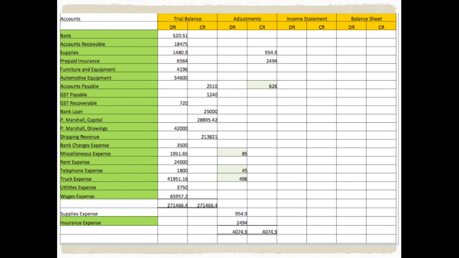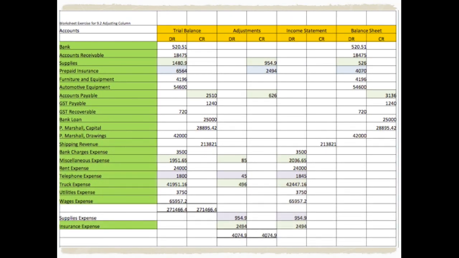What we have to do is add up everything, and make sure that both the debit and the credit side of the adjustment columns are equal. Then we have to move everything to its respective place. So all the expenses and the revenue have to be moved into the income statement. And when they're being moved, they get adjusted. Take miscellaneous expense for example. The debit of both the trial balance and adjustments were added up, and that gave us $2,036.65. So basically you just add them up, and things have to be transferred to the balance sheet as well.